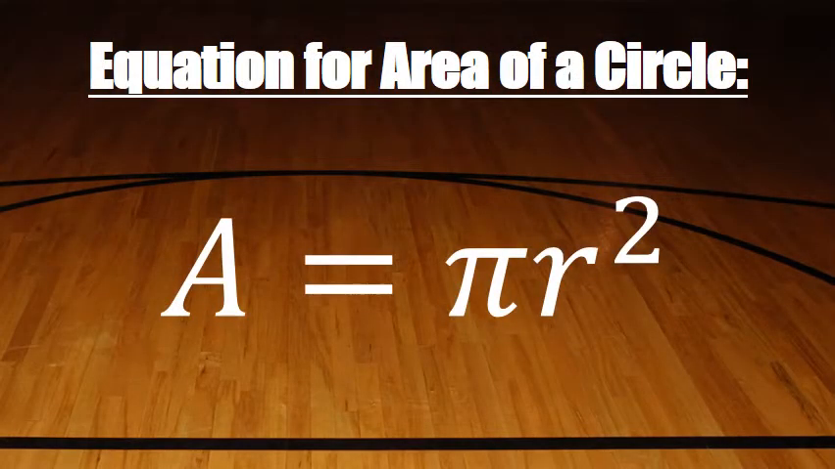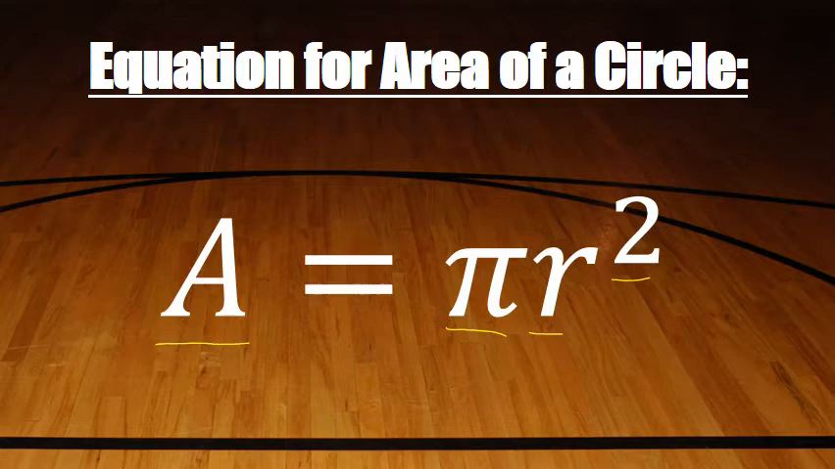So I want you to write down in your notes the equation for area of a circle. You may not understand it, but I'm going to have you write it down. So you got A, area, equals pi, that's the symbol for pi, times the radius squared. Pi times the radius squared.